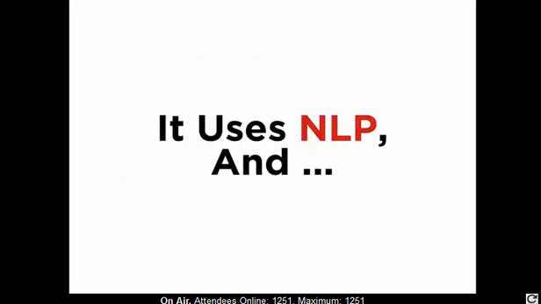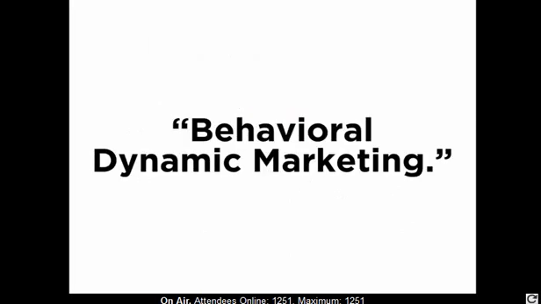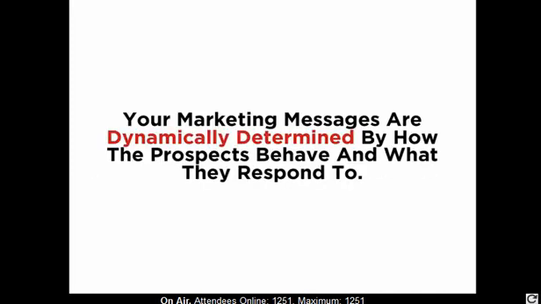Now, this uses NLP, and it uses this thing I told you about called behavioral dynamic marketing. I'll tell you about the NLP in a minute, which is pretty cool. But let me talk to you about behavioral dynamic marketing, okay? This is where your marketing messages are dynamically determined by how your prospects behave and what they respond to, meaning Prospect A is going to get an entirely different marketing experience than Prospect B based on what these guys do, what they click on, what they don't click on, etc., right? So it's very, very powerful.